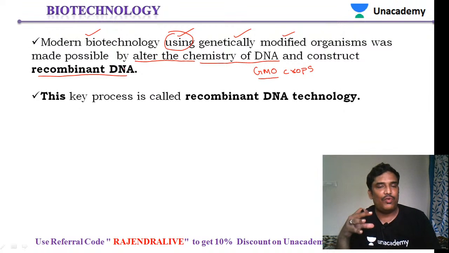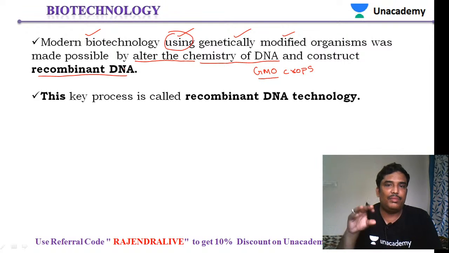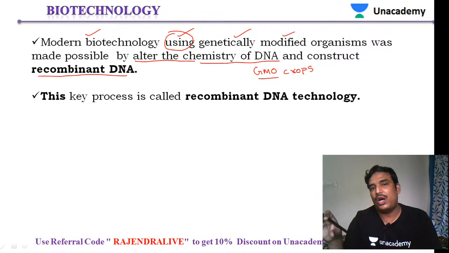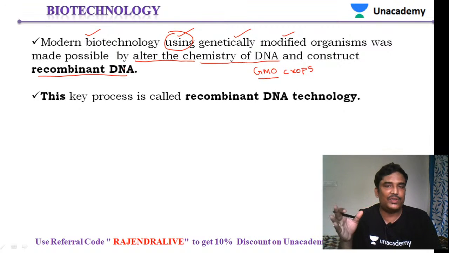So finally, what we have to tell here is that in modern biotechnology, genetic modification of organisms is possible. And how are we genetically modifying the organisms? We are modifying the organisms by altering the chemistry of the DNA of the particular organism. Such a process is called recombinant DNA technology.